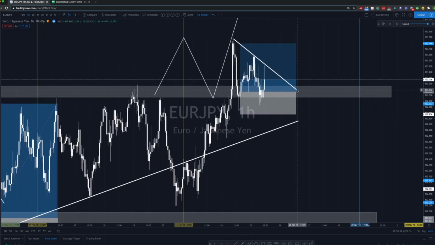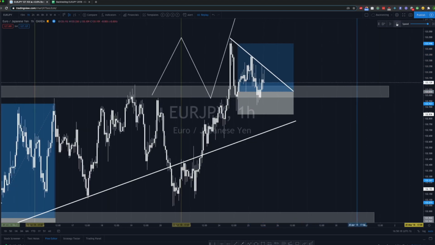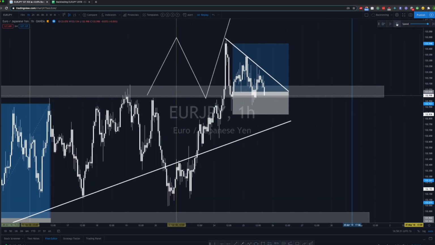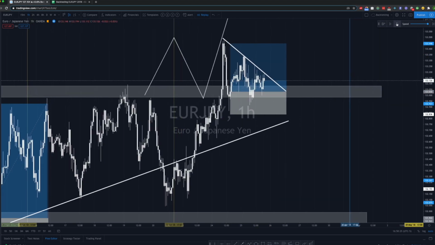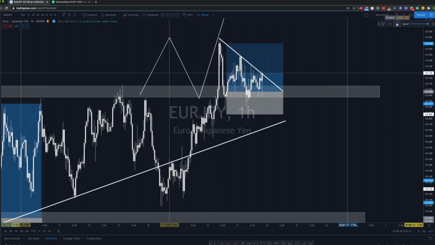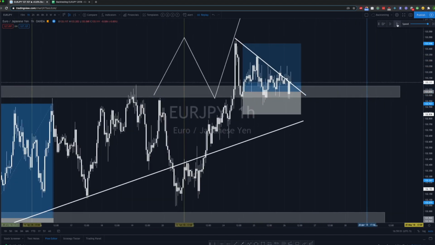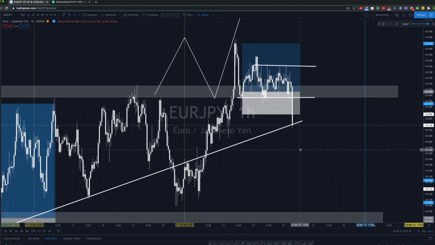All right, so it came up, touched the trend line again with rejection. It's not pushing higher. The price is tightening, right? So it's gonna explode one way or the other. It's either gonna explode up or explode down.